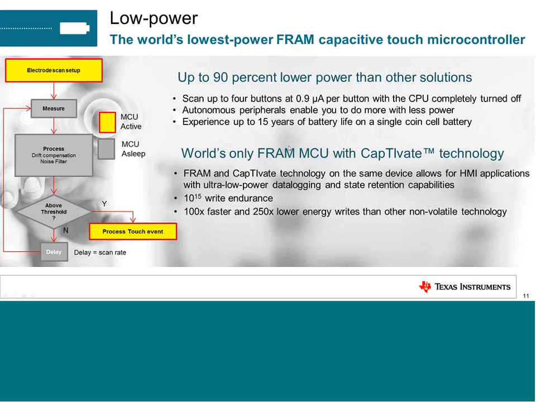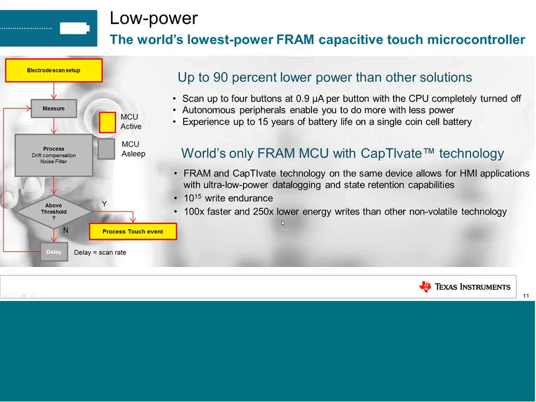Okay, second point is from a low power standpoint, we are the world's only FRAM MCU with CapTIvate technology. What is FRAM? FRAM is a replacement to flash, non-volatile memory. Some of the advantages of FRAM is it has unlimited write endurance, it's 100 times faster than flash, and 250 times lower energy than flash. With all these advantages, you can really use FRAM like a data logging mechanism, or you can use FRAM instead of SRAM in your system.